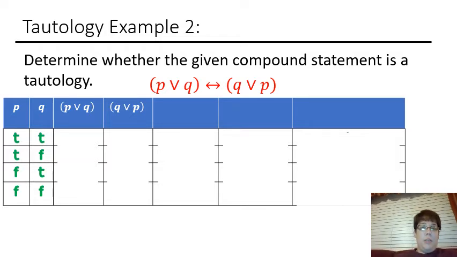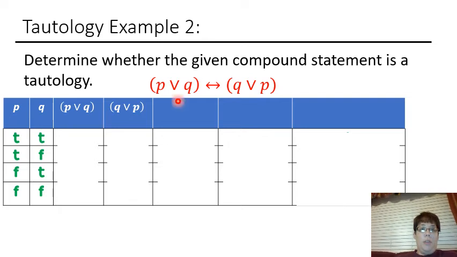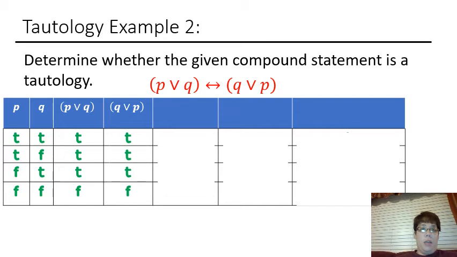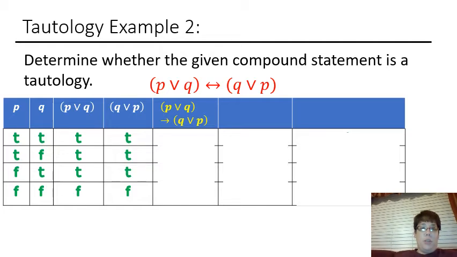We set up our P's and Q's like we normally do. The first thing is that we're going to do P or Q. We can do that, and you end up with true, true, true, false. Now we're going to look at Q or P. And so you will end up with the same true, true, true, false. Okay, now we've got to go in one direction. So we've got to show that this side implies this side. If you'll see, I did that in yellow. And so we're going to show one direction.